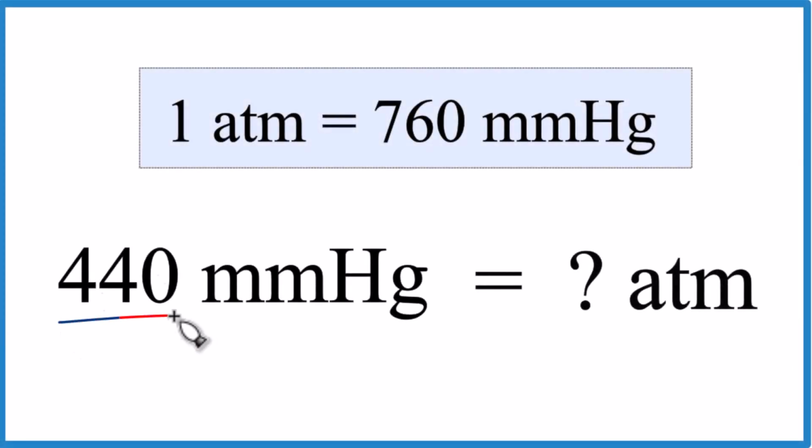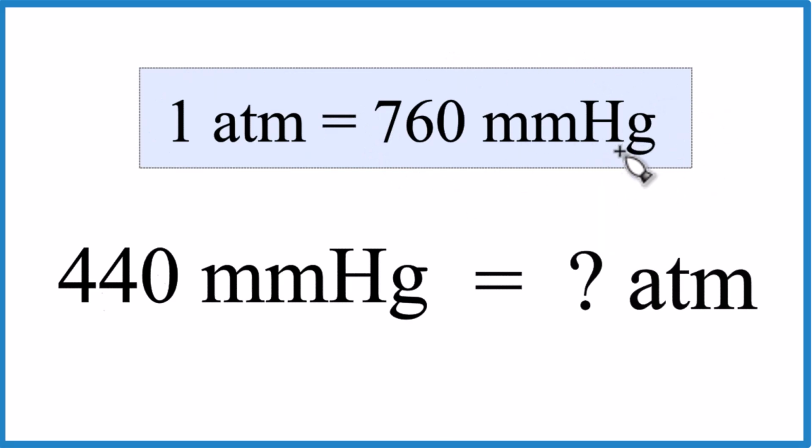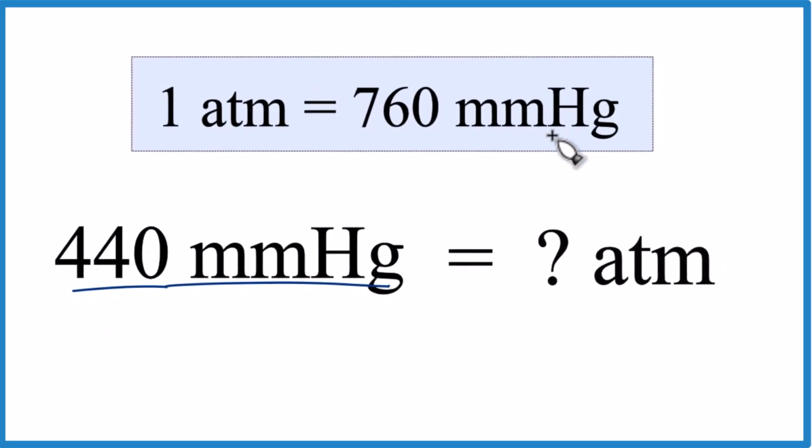Let's convert 440 millimeters of mercury to atmospheres. Here's how you do that. So you need to know that 1 atmosphere equals 760 millimeters of mercury. That's our conversion factor. What we'll do is multiply our 440 millimeters of mercury times this conversion factor.